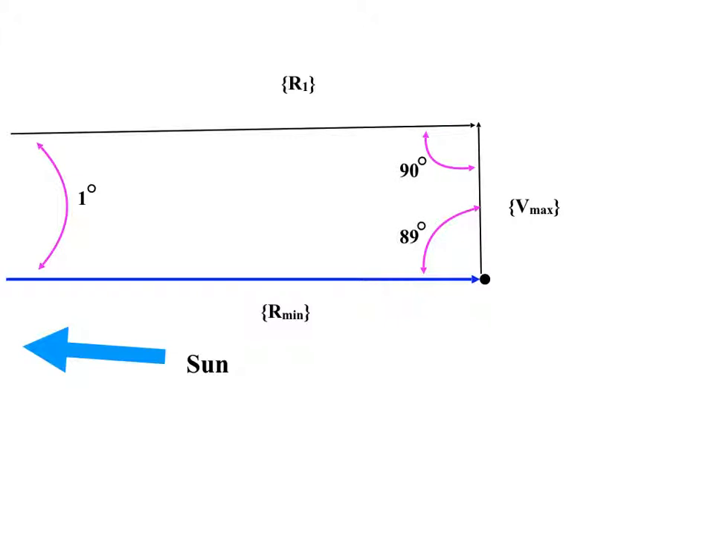But if this is a right triangle, then r min is the hypotenuse, which means it is the longest side of the triangle and longer than r1. But this contradicts our premise that r min is shorter than any other radius vector. Because of this logical contradiction, we know that the angle cannot be less than 90 degrees.